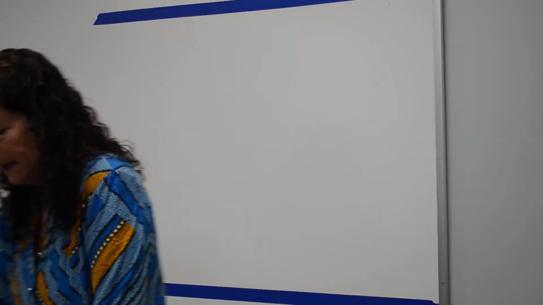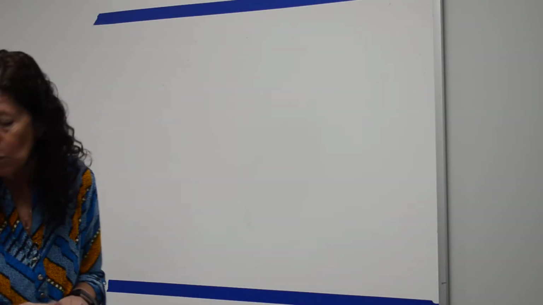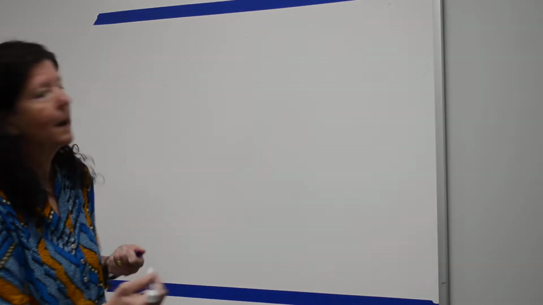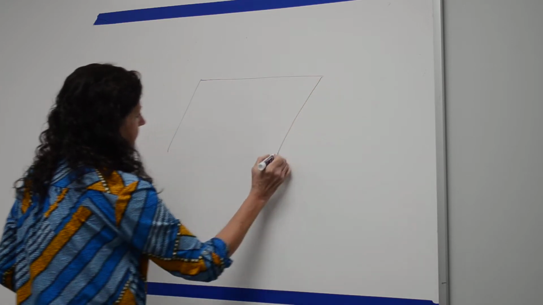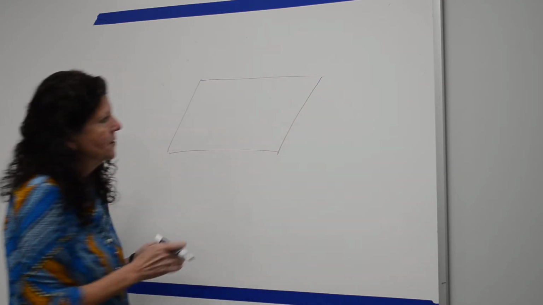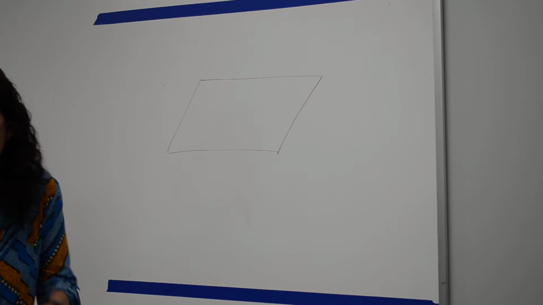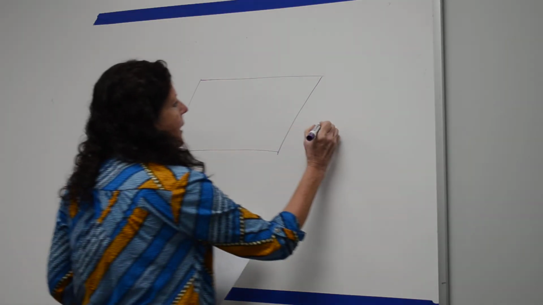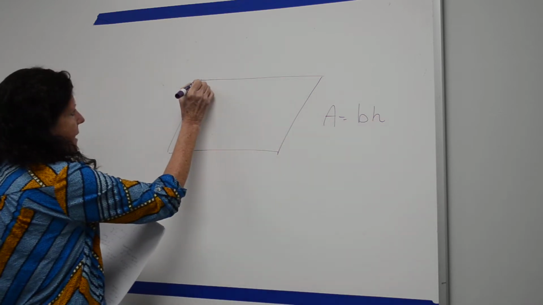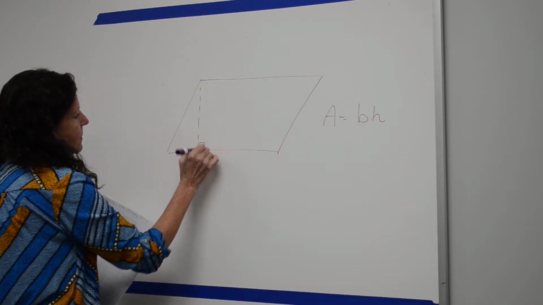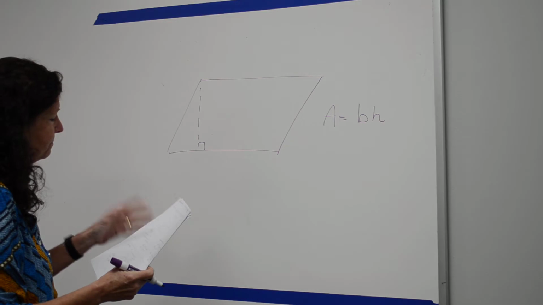Okay, today we're going to be on section 11.1, which is areas of a parallelogram. If you remember right, a parallelogram is an object that looks like that. Opposite sides are parallel. The area of a parallelogram is base times the height, but understand the height has to be the vertical line that drops.